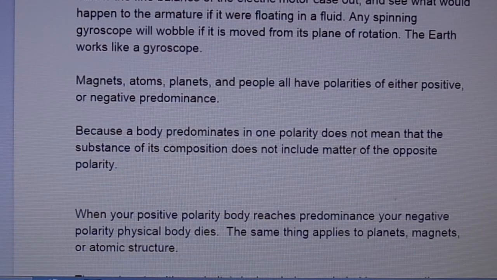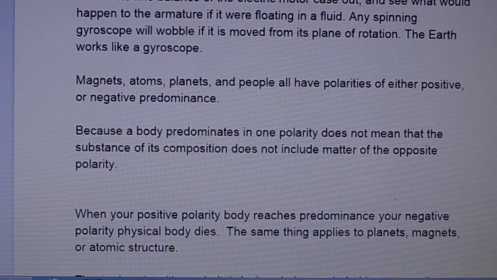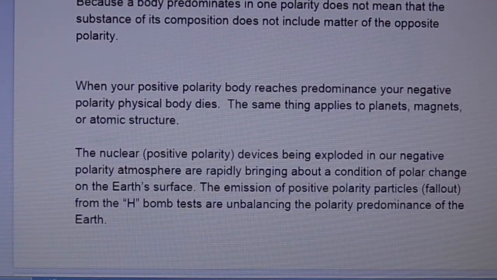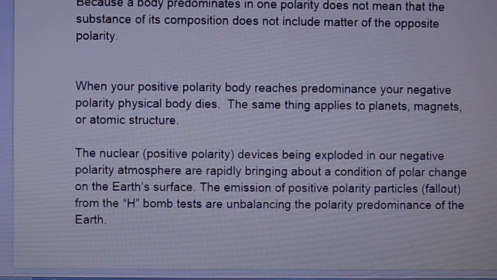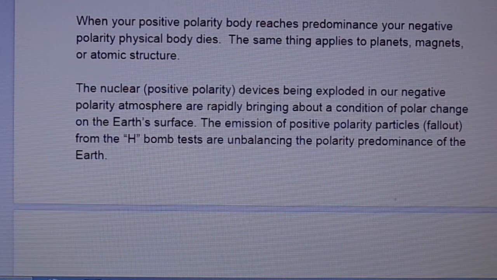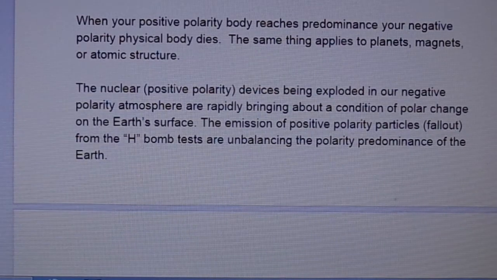Magnets, atoms, planets, and people all have polarities of either positive or negative predominance. Because a body predominates in one polarity does not mean that the substance of its composition does not include matter of the opposite polarity. When your positive polarity body reaches a predominance, your negative polarity physical body dies. The same thing applies to planets, magnets, or atomic structure. The nuclear positive polarity devices being exploded in our negative polarity atmosphere are rapidly bringing about a condition of polar change on the Earth's surface.